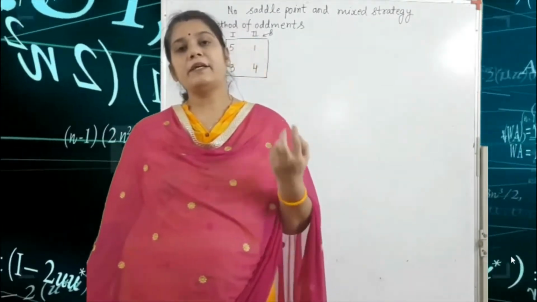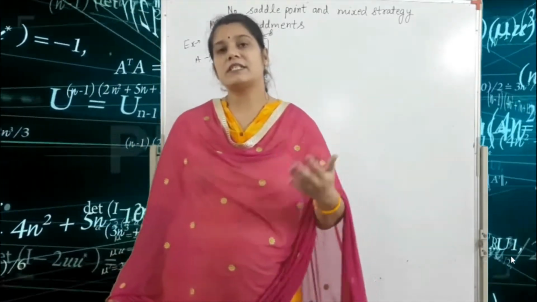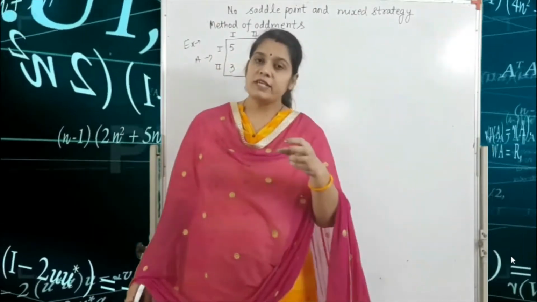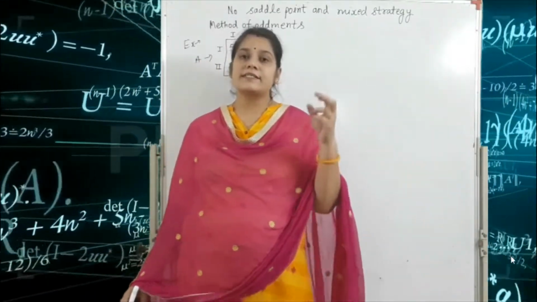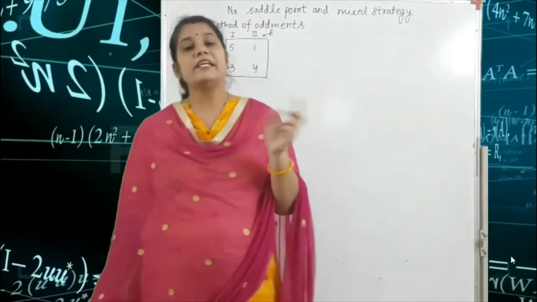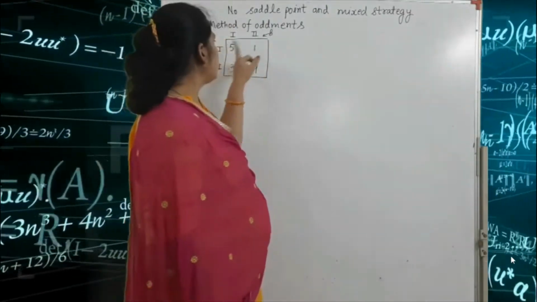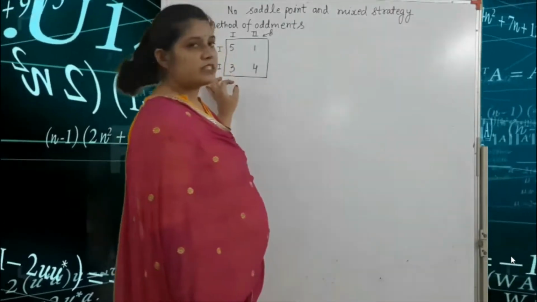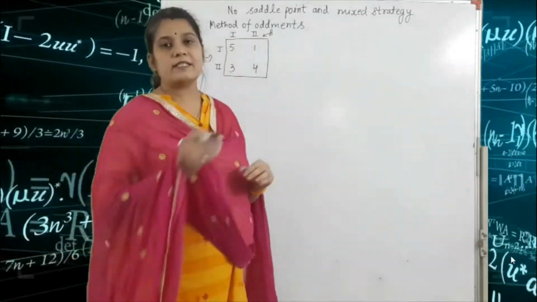Player A and player B choose more than one strategy. So this type of strategy is called the mixed strategy. But in the mixed strategy, the total probability is always equal to 1, and the individual probability is always less than 1. So here is the example where player A has two strategies, first and second, and player B also has two strategies, first and second.